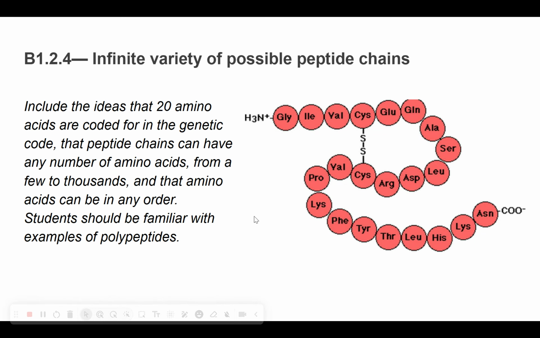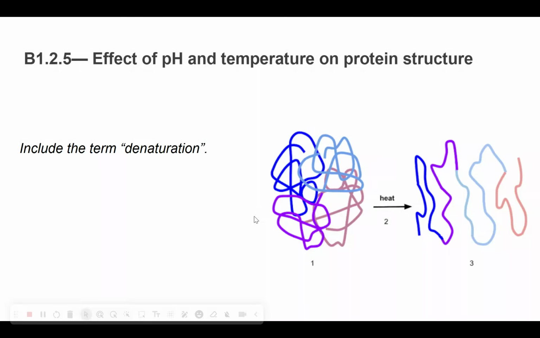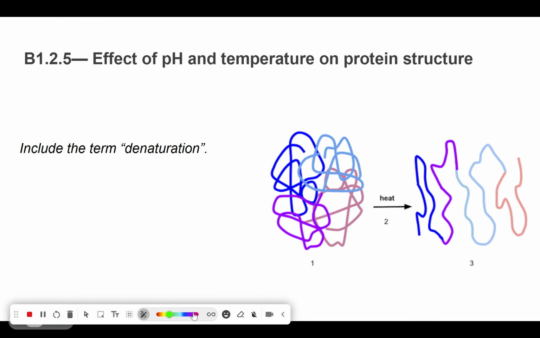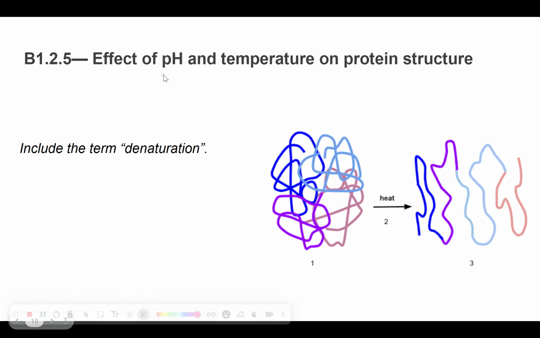Next point of information, and our last one, is about abiotic influence on protein structure. So the effect specifically, I'm going to go pink because it's the last one, effect of pH and temperature on protein structure. And you should be familiar with the term denaturation.